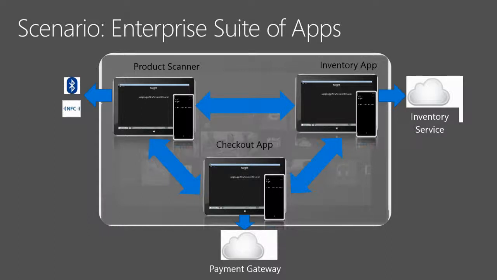So coming back to our enterprise suite of apps. This is basically the scenarios we're now enabling. We have the ability to have, say, a product scanner that implements all the low-level APIs to interact with Bluetooth devices and so on and so forth. We have an inventory app that understands how to speak with our line of business inventory service behind the scenes. We have a checkout app that knows how to integrate with payment gateways and so on and so forth. And we can compose together these orchestrated workflows using a combination of app services and launch URI for result that allow us to build these fully composed solutions that are much more granular in terms of their implementation.